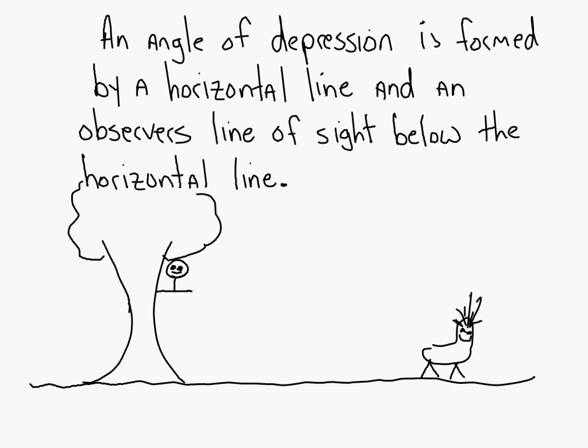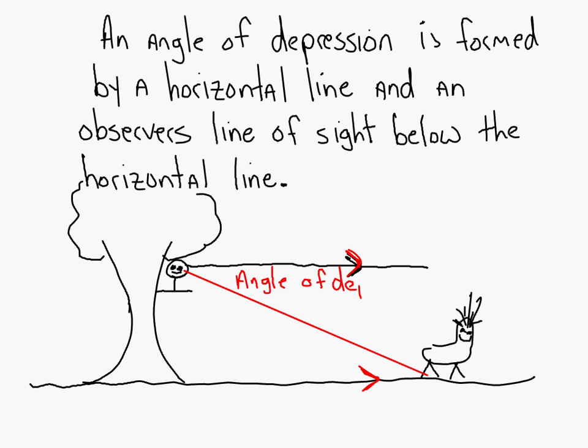All right. An angle of depression is formed by a horizontal line and the observer's line of sight below the horizontal line. Here's the horizontal line coming out of the eyes. And it's parallel to the ground, all right? So this line creates an angle. This is the angle of depression. Right in here.